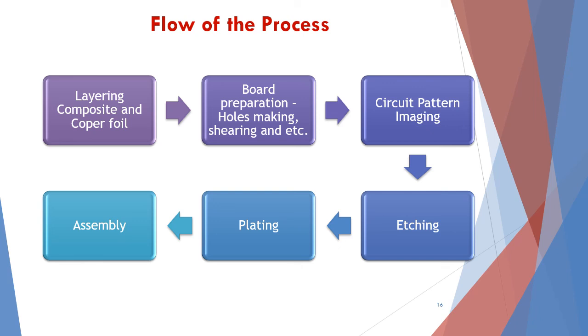Now let us summarize the flow of the process in the fabrication of the PCB. First, you do the layering of the composite and the copper foil. Second is board preparation, with hole making, shearing, and so on. Meaning that all the preparation, like drilling of the holes, you have to do after the layering process. Then circuit pattern imaging in order to create the circuit. The next is etching and plating, and finally the assembly. Assembly we're going to cover in the next class.